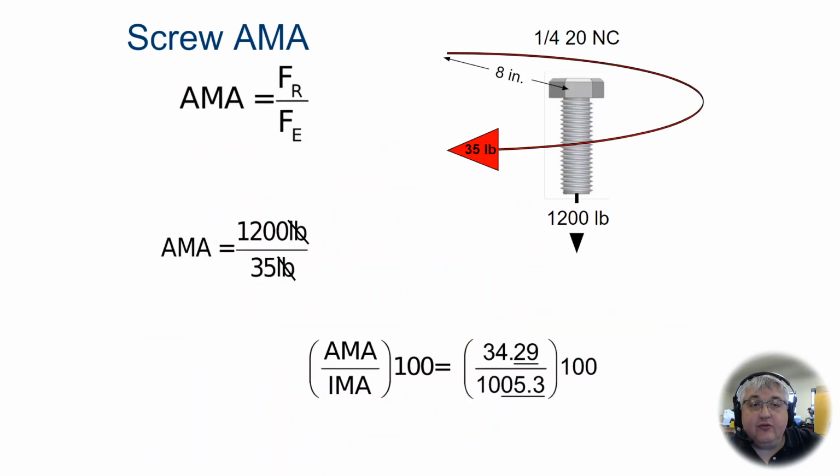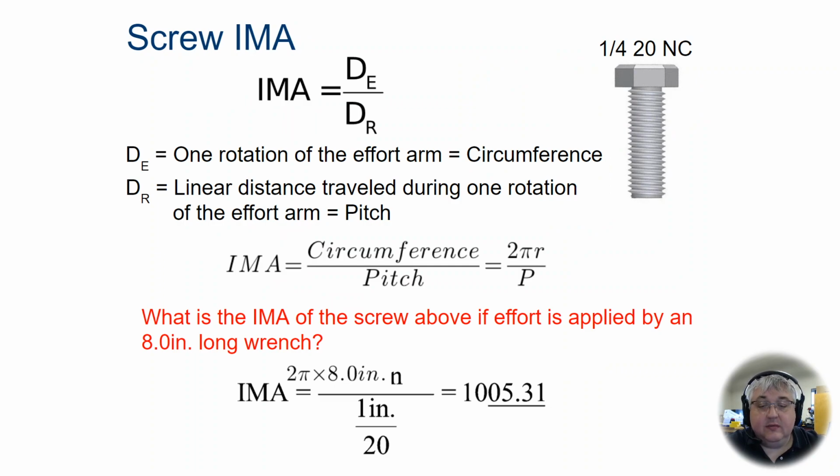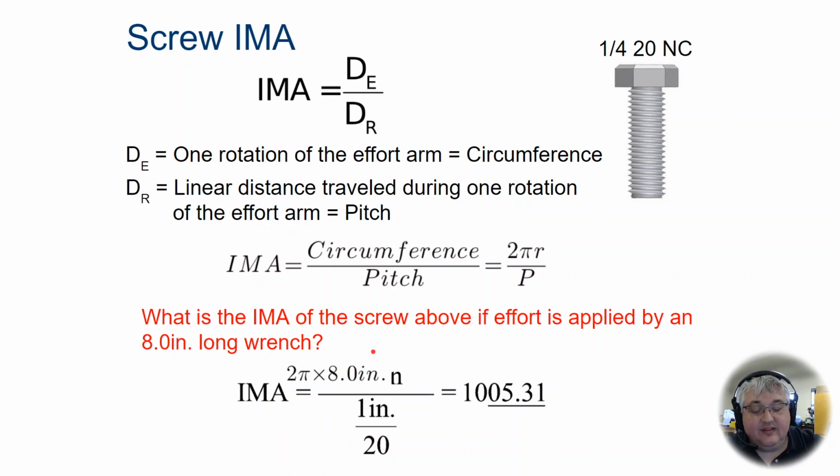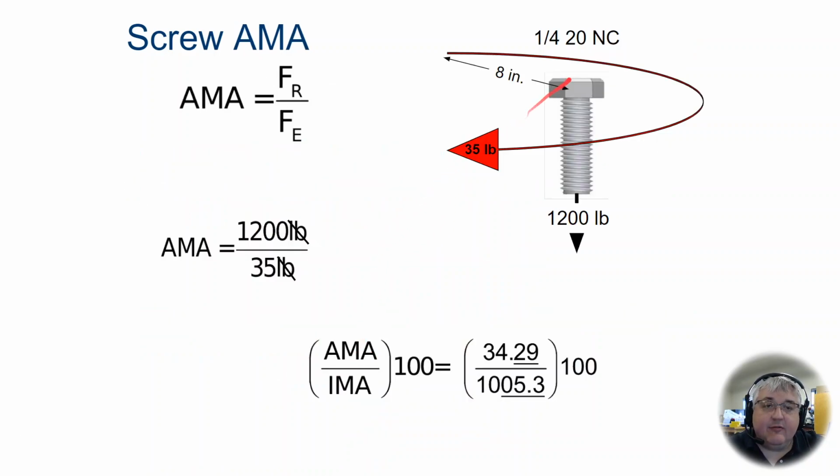All right, super important. Now, many of you are probably going, Mr. D, I don't know where that 8-inch is coming from. This is probably a better picture. I have a wrench on there, and that's the distance from the center of this bolt head to the end of the wrench where I'm grabbing it to give it a turn. That's where the 8 inches is coming from in that previous problem.